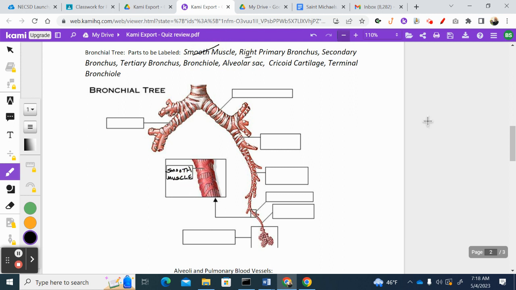And then we're looking for the right primary bronchus. So if the trachea comes down, the first branch is the right primary bronchus. And then that should go to a secondary bronchus. Well, this is the left.